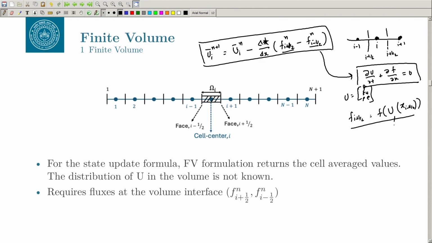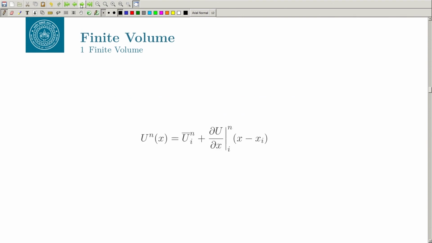So, if you know how u varies within the cell, we will be able to calculate it. Similarly, if you want f I minus half, that is f of the value of u at x I minus half, or in another way u at x I minus delta x I by 2. In general, if you know the gradient somehow, this del u by del x, that is how u is varying within the cell, then you can evaluate it at any point.